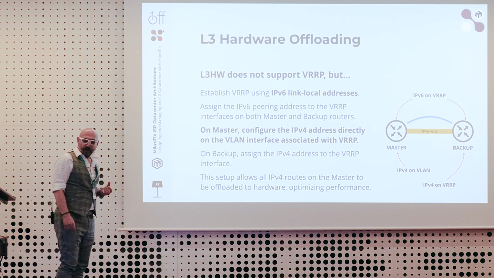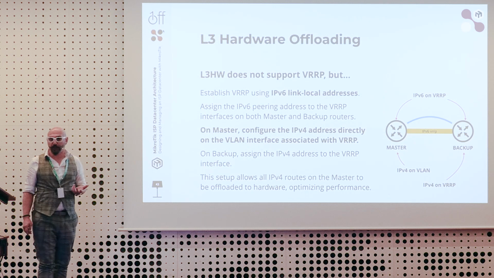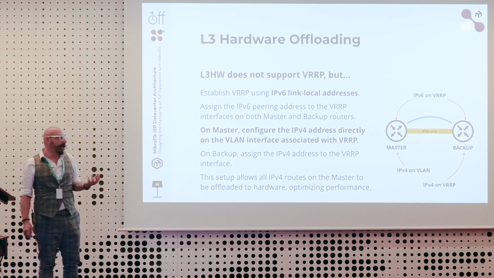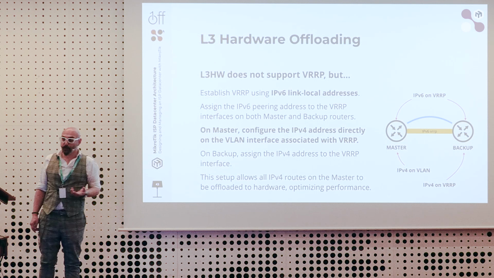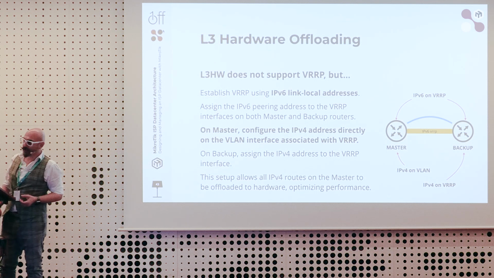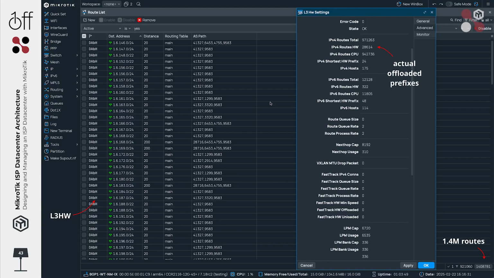In this way, when master is master, we have full hardware offloading of the IPv4. In case of a backup event, we will use the CPU. But in master configuration, we have the offloading of all the routing.